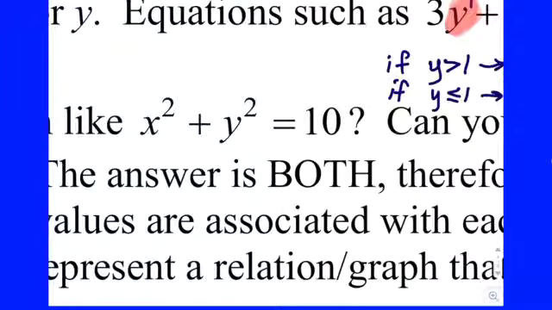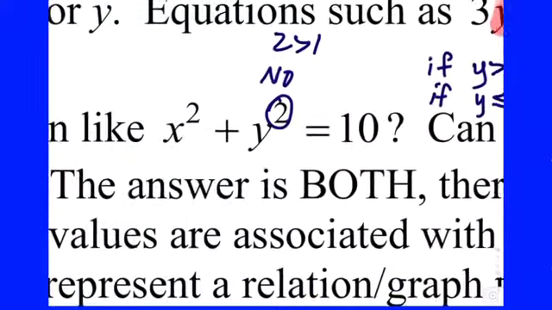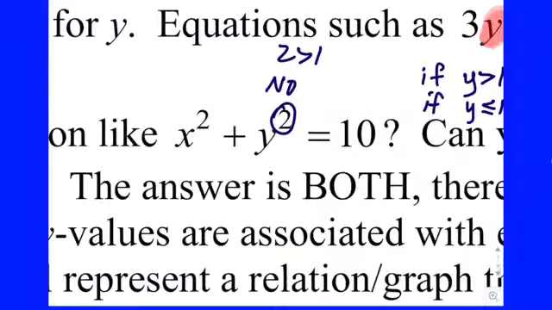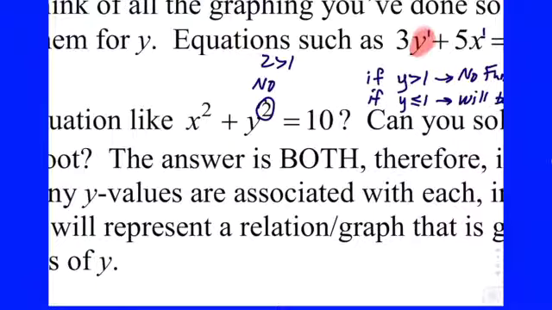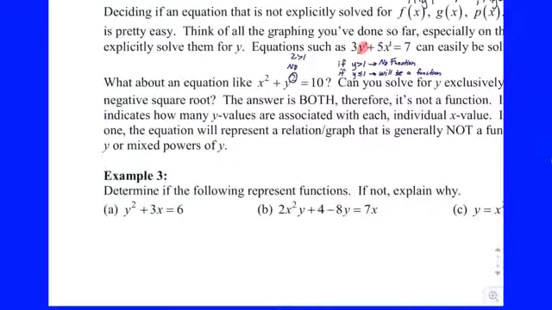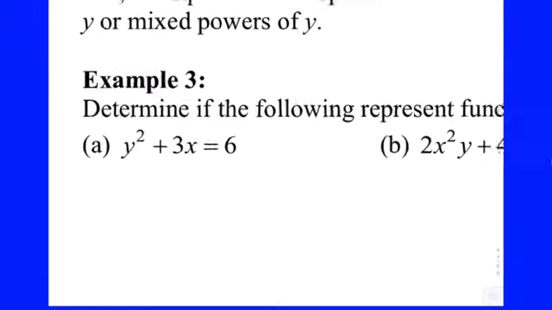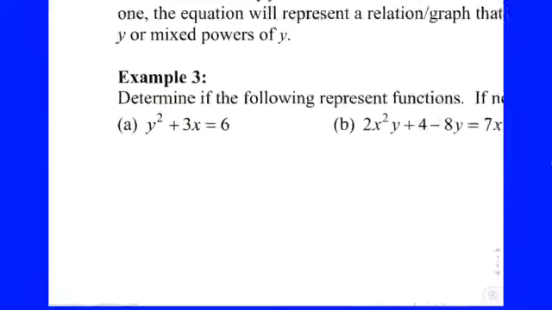So if we looked at x squared plus y squared equals 10, what would you say about that? Function or not a function? Not a function, right? 2 is greater than 1, so no. This would actually be the equation of a circle centered at the origin with a radius of square root of 10, okay? So let's go ahead then and use that, and I'll show you the ultimate litmus test here on example 3. Determine if the following equations now represent functions.